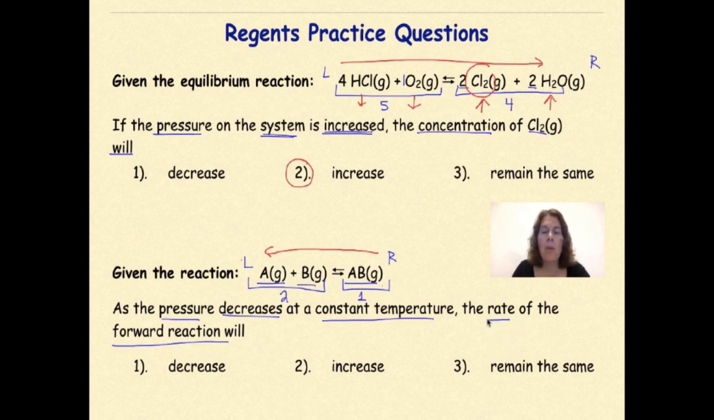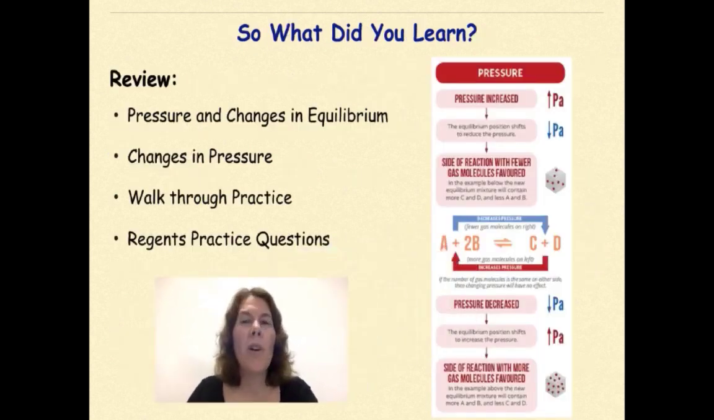So as a result, the rate of the forward reaction, well, we know the forward reaction is going from A plus B to forming AB. We're not doing that now. We're going in reverse and forming more of A and B. So the rate of the forward reaction, if pressure is decreased, means that the forward reaction itself is going to decrease.